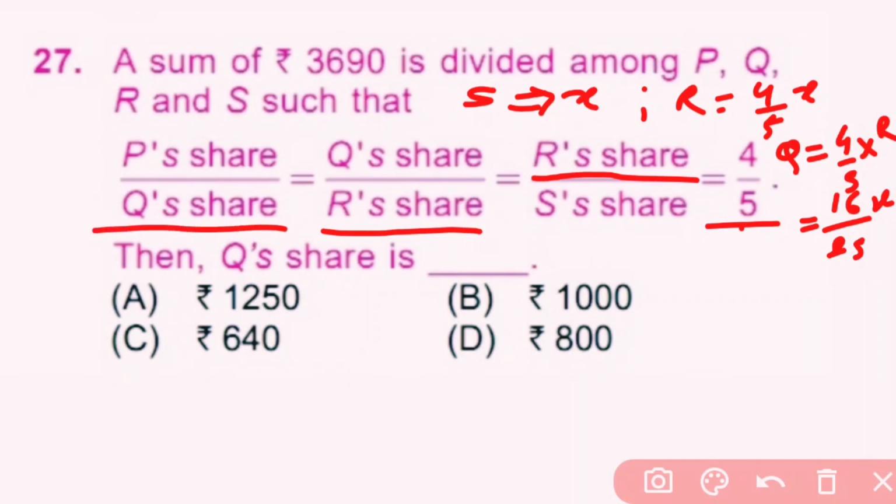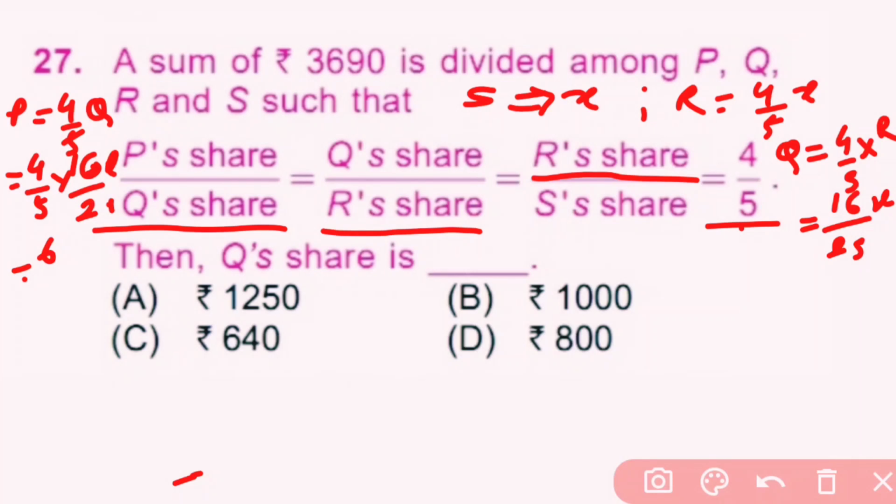Now we compare this with this. P share by Q share is equal to 4 by 5. Then P share is equal to 4 by 5 into Q share. And Q share is 4 by 5 into 16 by 25x. Means 4 into 16 is 64 and 5 into 25 is 125x.